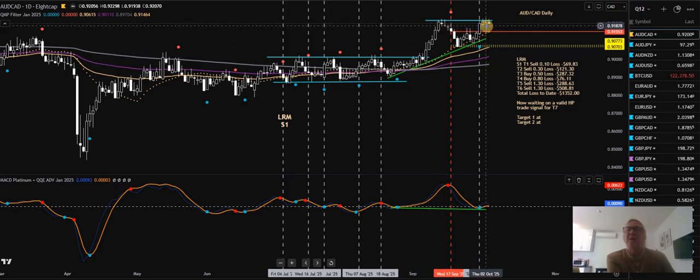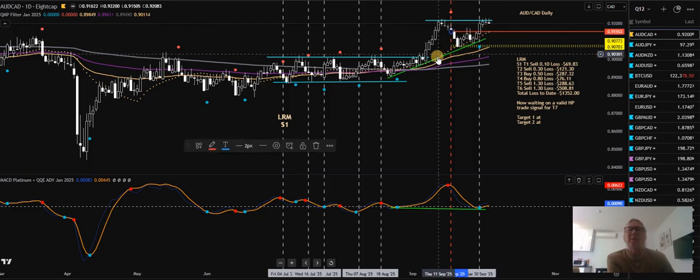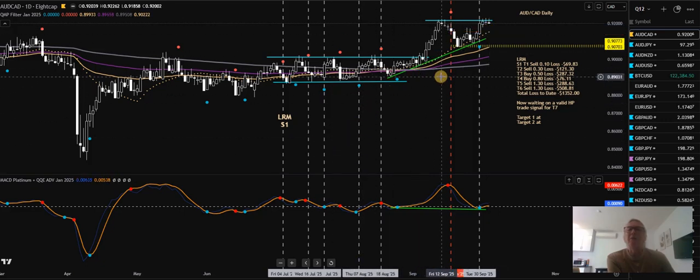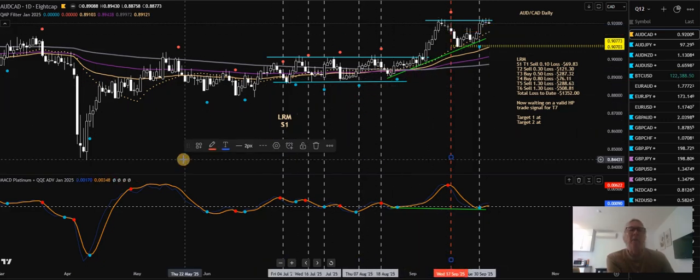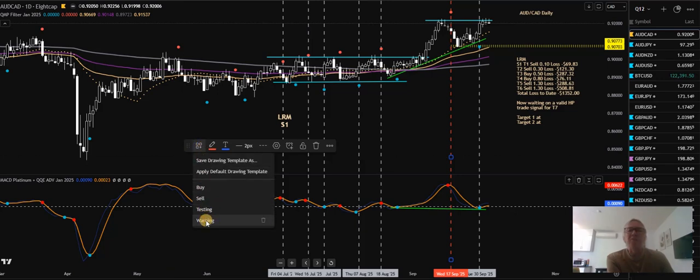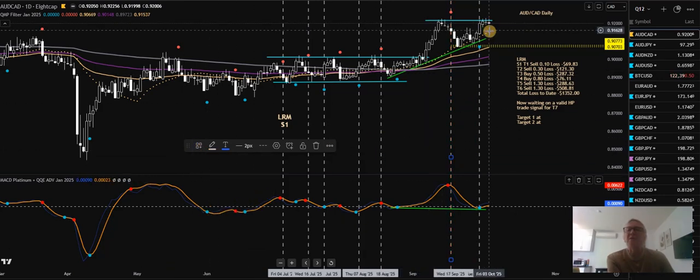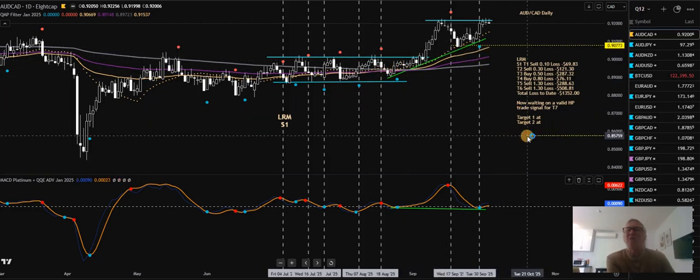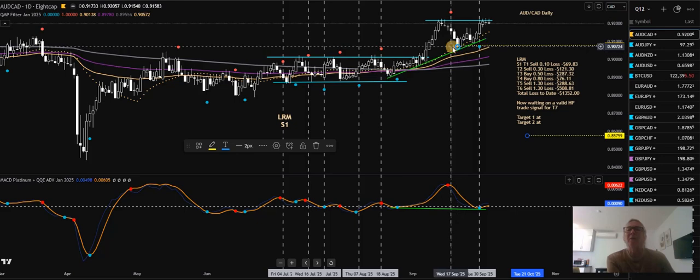So now I'm out of this sell, so I can get rid of that. I just left it on there to show you guys where we were at. And now waiting on a valid setup, which is more than likely going to be a sell, possibly. So I can move these lines out of the way. They're no longer in play. They're just my target lines for the loss recovery.